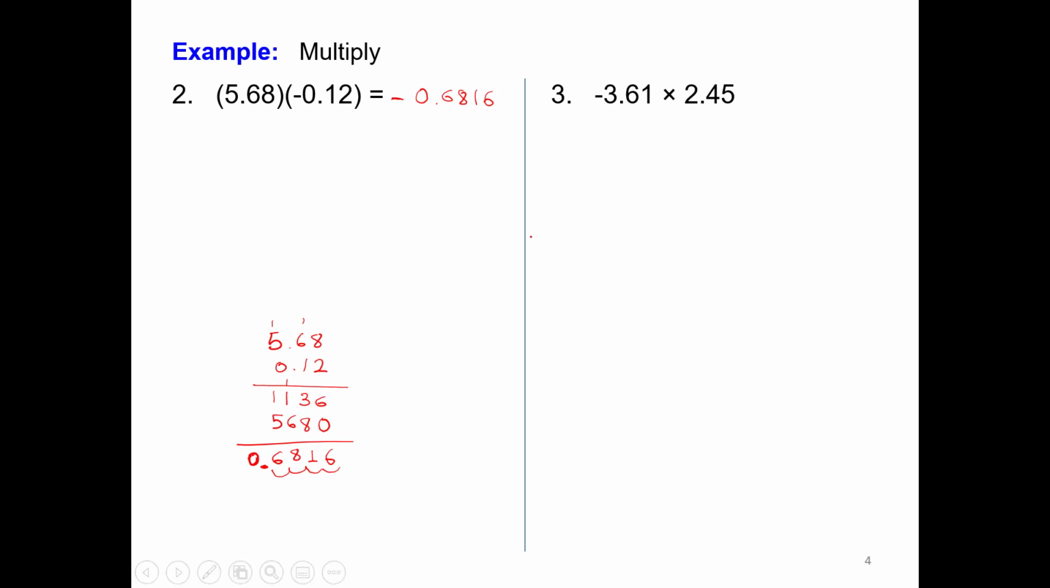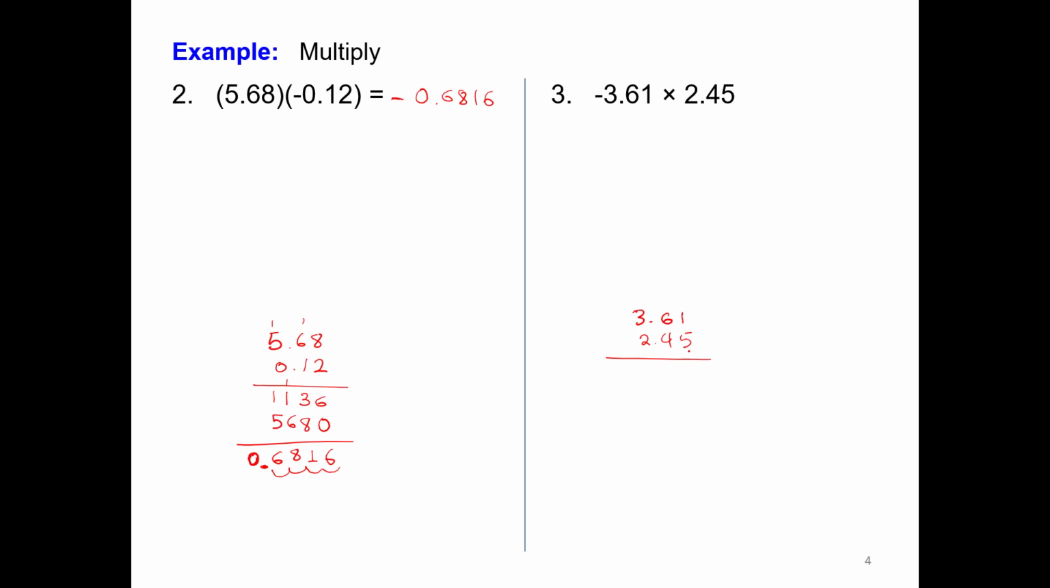And here also I want to show we can write multiplication using the parentheses, but also we can indicate multiplication using the multiplication symbol. Yes, these are two different ways we can indicate the same operation, which is multiplication. And again, we had unlike signs, then the answer we know should be negative. And let's multiply these two numbers, will be 3.61 times 2.45. And again, we will take care of the sign at the end.